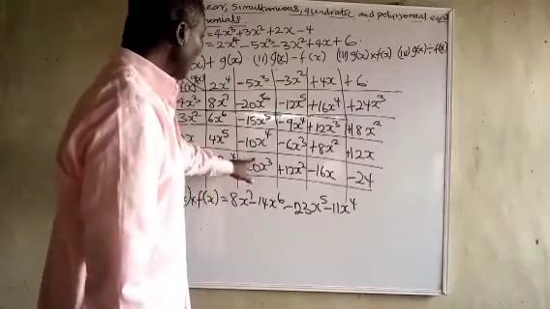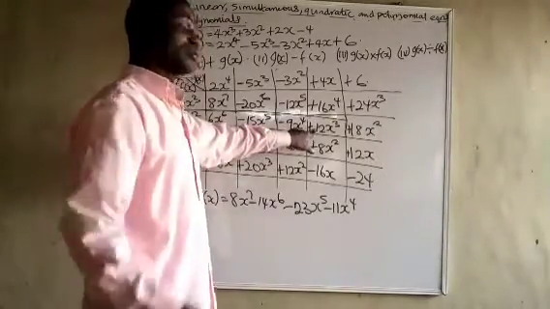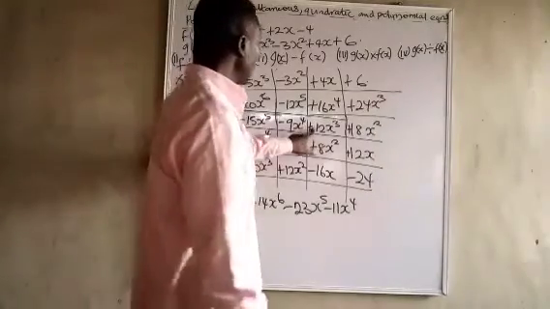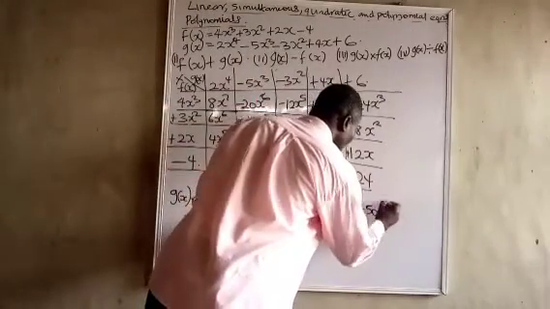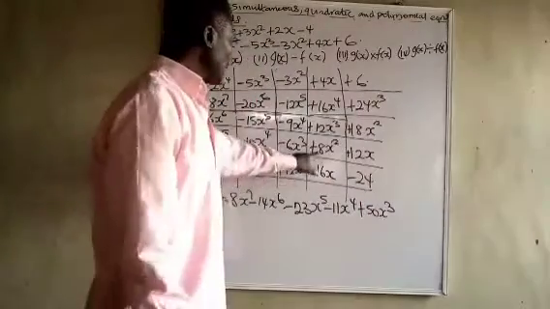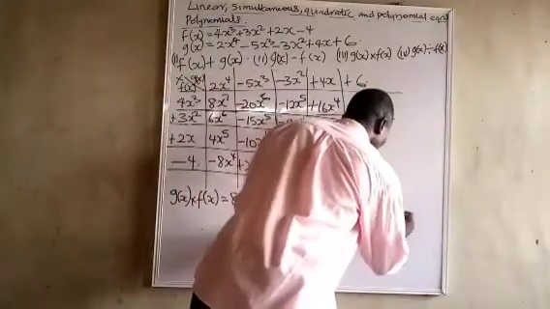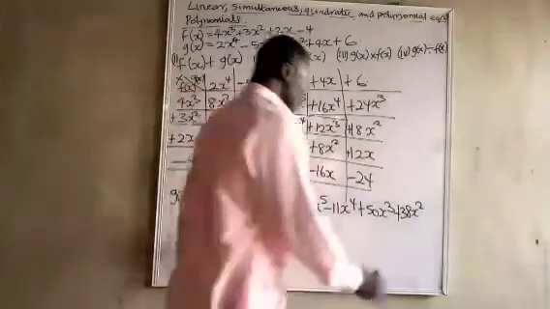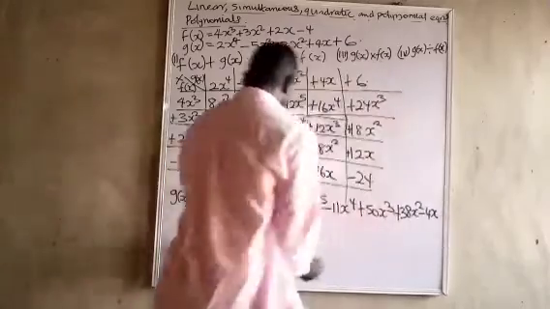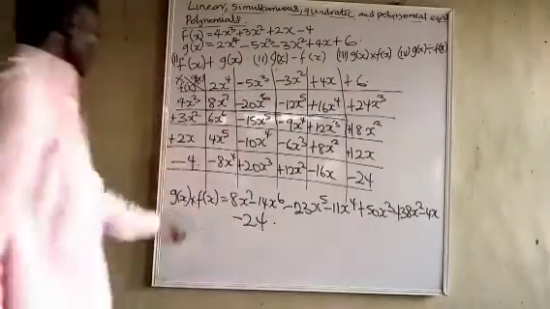For x cubed, 20 minus 6, that's 14. 14 plus 12, that is 26. 26 plus 24, that is 50. So plus 50x cubed. Now for the squares, 12 plus 8, 20, plus 18, 38, plus 38x squared. Minus 16 plus 12, that is minus 4x. Minus 24. So that is the product.